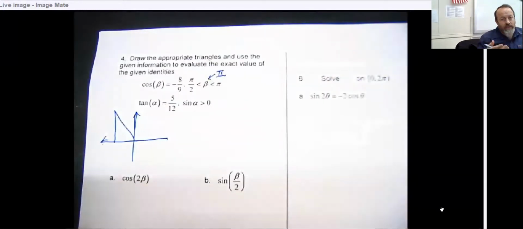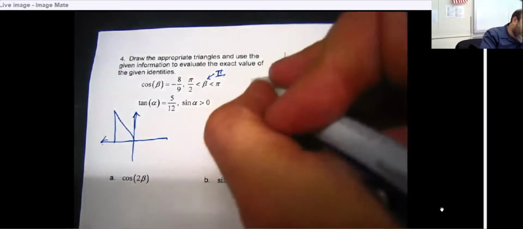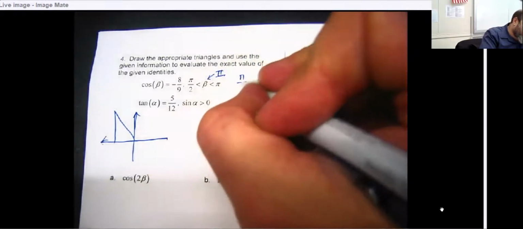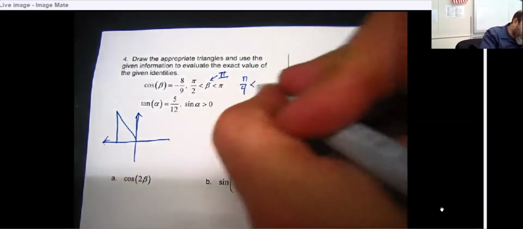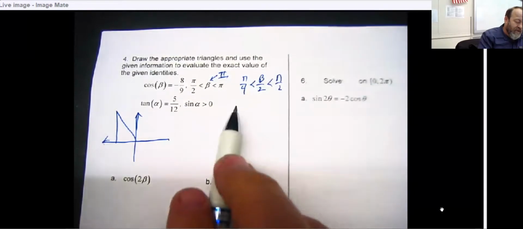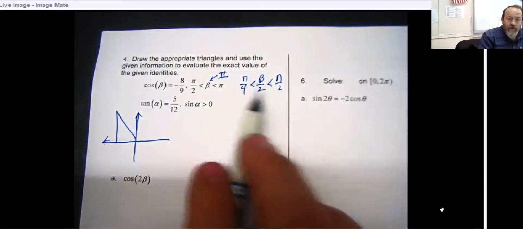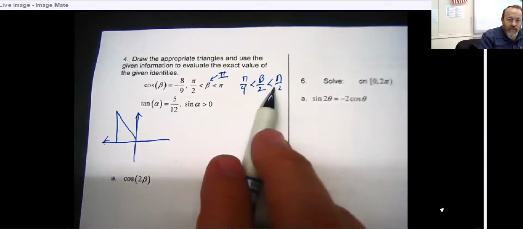Now, the reason I chose to do that is because of something else. Back from Algebra 2, if you were to take and divide every single piece of these by 2, then what I could say is that beta over 2 is somewhere between 45 and 90 degrees.